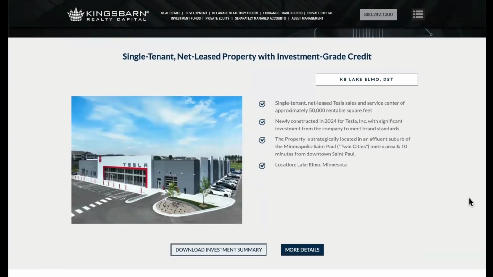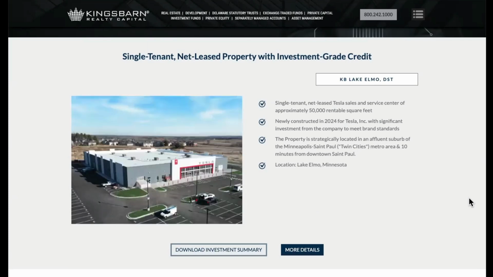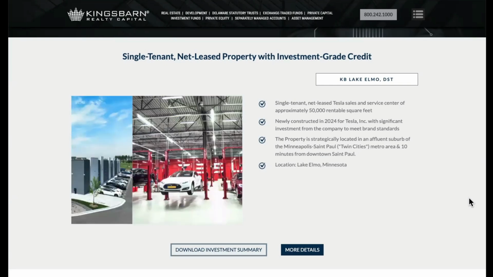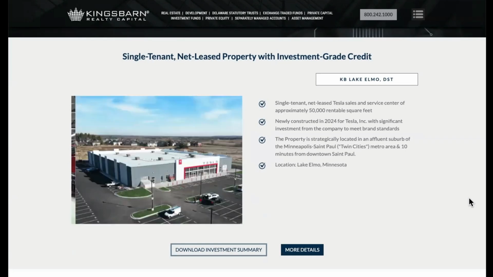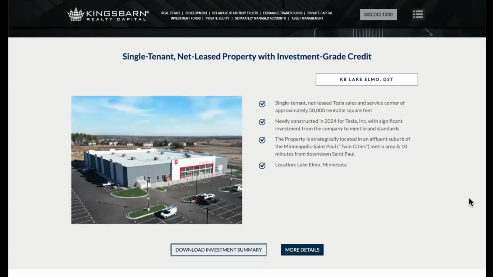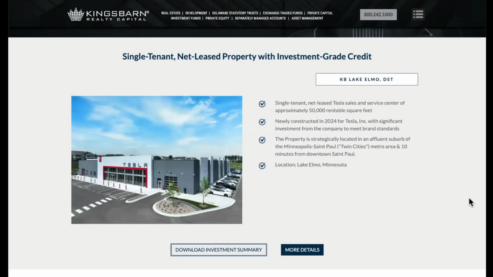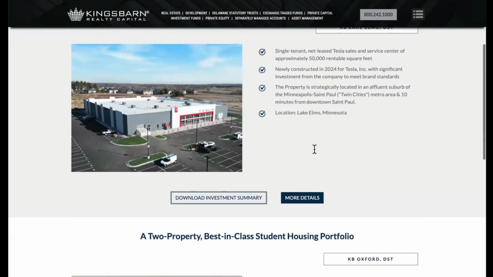Here's one, a single tenant net leased property with investment grade credit. So they rented this to Elon Musk and Tesla. It is a Tesla sales and service center, approximately 50,000 rentable square feet. Built in 2024, most of these DST properties from Kingsbarn are newly built or a couple years old at most. The property is strategically located near Twin Cities, 10 minutes from downtown St. Paul, and Lake Elmo, Minnesota. So that is one of the investments that was being offered.